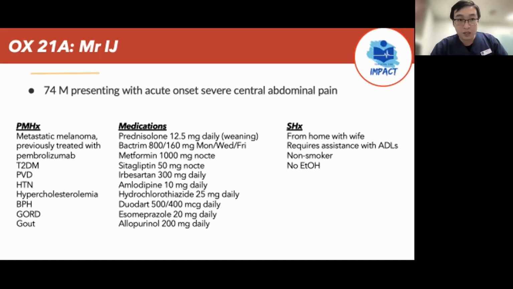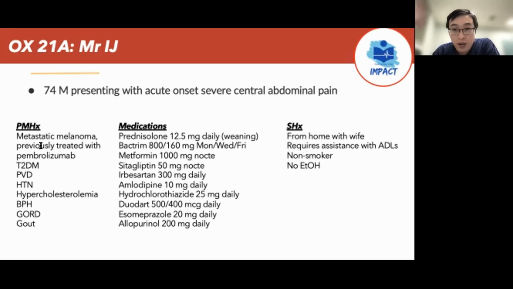Alrighty. So the second patient that we see on our general surgery ward round is Mr. IJ, a 74-year-old male presenting with acute onset severe central abdominal pain. Now, this patient looks more like a gen med patient than a gen surg patient. Quite a complicated past medical history. So history of metastatic melanoma, so melanoma actually metastasizing to the liver, previously treated with pembrolizumab.